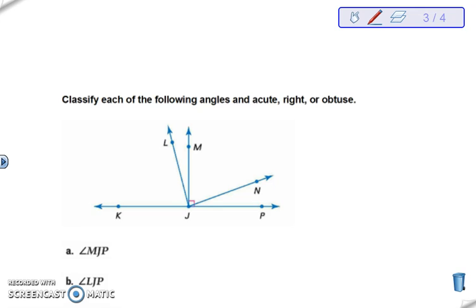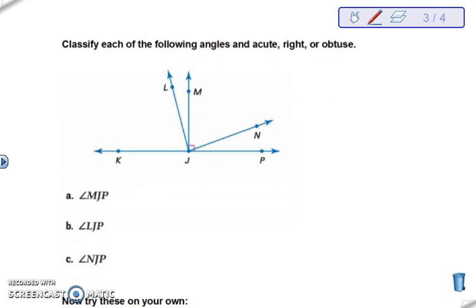All right, so how are we going to use that in an example? Well, usually what they're going to do is give us a picture and have us figure out what type of angle we're looking at. So if I'm looking for MJP, I'm going to find M, J, and then P, and I'm going to trace that angle. So again, notice the J is in the middle because it's the vertex. I noticed they marked it with the little box. So this is a right angle.